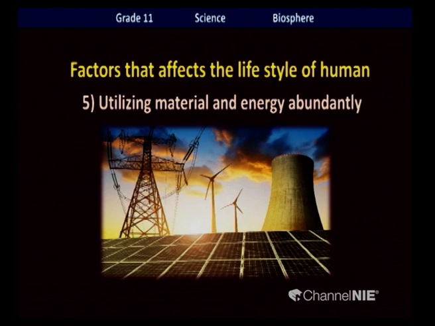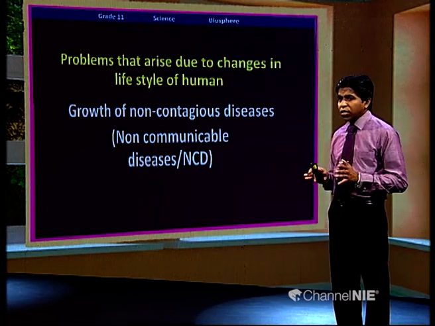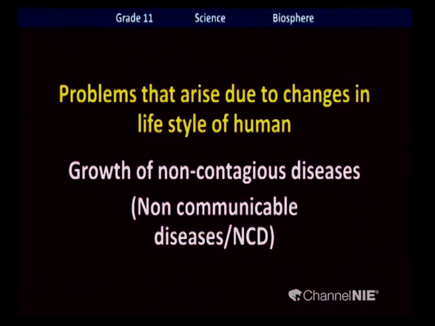Due to industrialization, energy demand increases. So the number of coal power stations, nuclear power stations and thermal power stations increases. More materials and more energy are utilized to supply the increasing demand for goods and services by the people. Let us see what problems arise due to the changing lifestyle of humans.